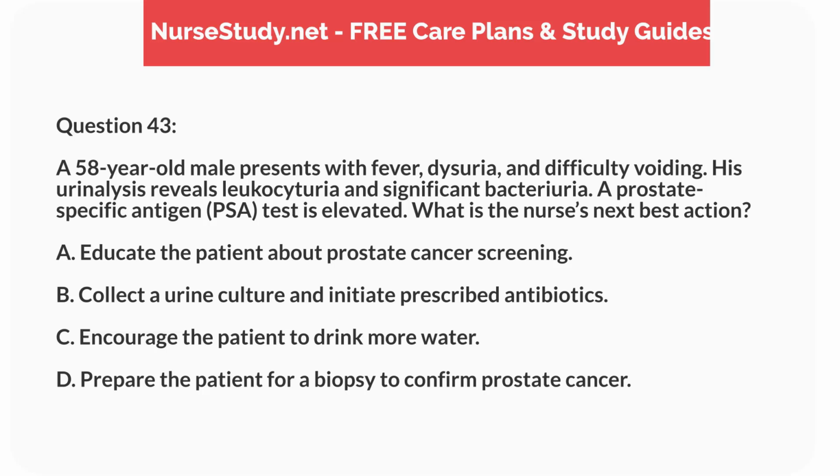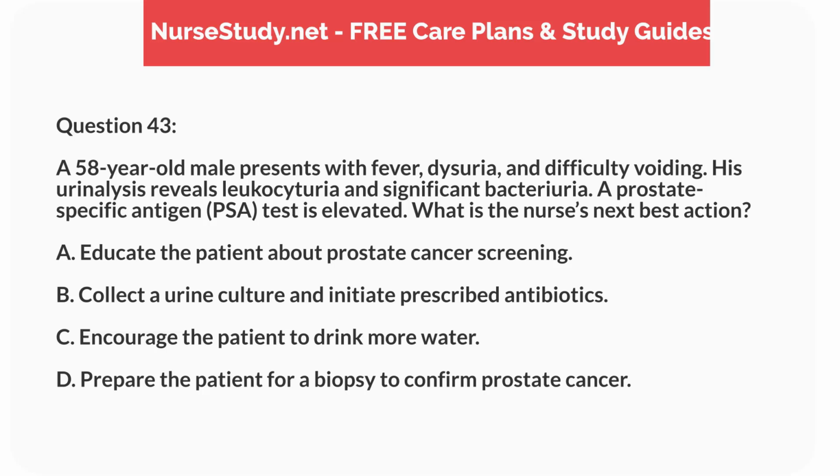Question 43. A 58-year-old male presents with fever, dysuria, and difficulty voiding. His urinalysis reveals leukocyturia and significant bacteriuria. A prostate-specific antigen (PSA) test is elevated. What is the nurse's next best action? A. Educate the patient about prostate cancer screening.